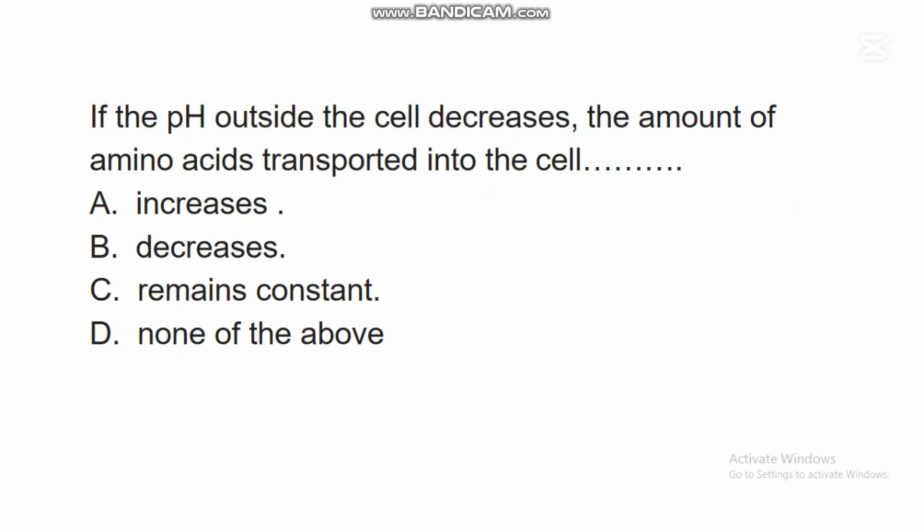The next question says, if the pH outside the cell decreases, the amount of amino acids transported into the cell dash. A. Increases, B. Decreases, C. Remains constant, D. None of the above. In this question, the correct answer is A. Increases. So if the pH outside the cell decreases, the amount of amino acids transported into the cell increases.